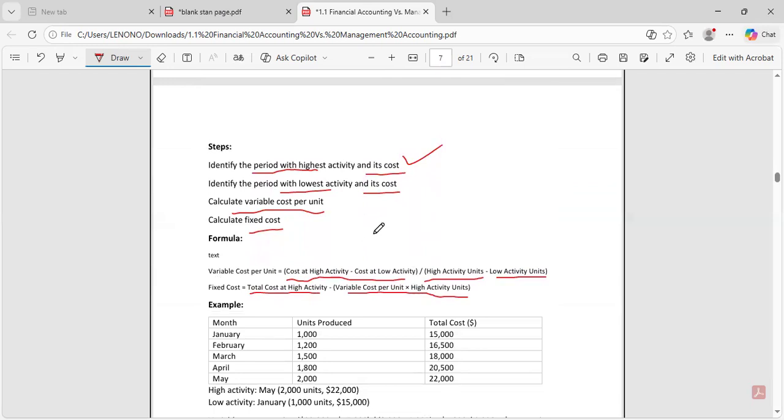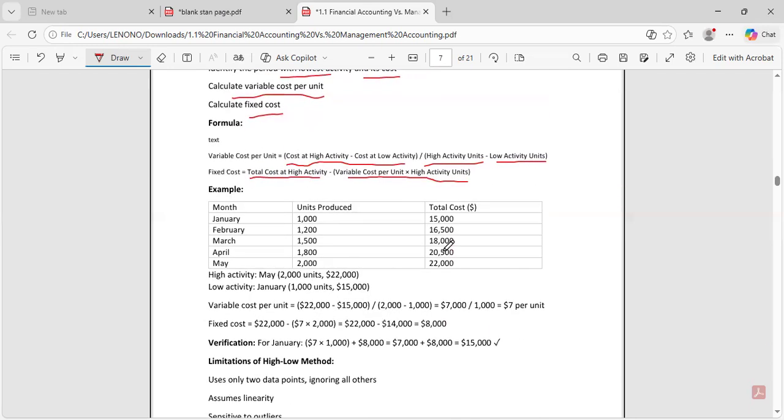Variable cost per unit is equal to cost at high activity minus cost at low activity, over high activity units minus low activity units. Then our fixed cost will be total cost at high activity minus variable cost per unit multiplied by high activity units. So this is about how you get to the fixed cost calculation. So using this example here, you can see what is happening.